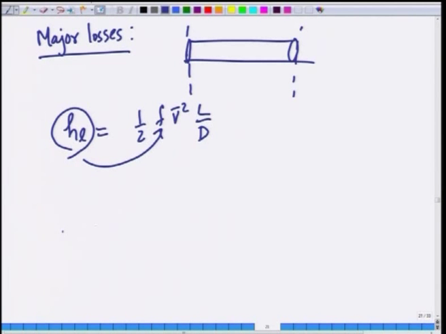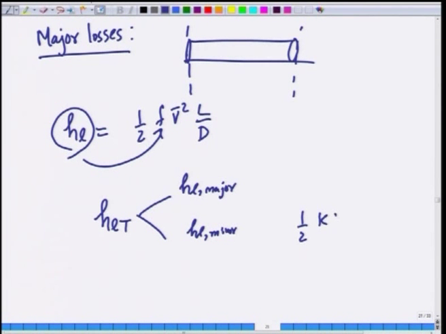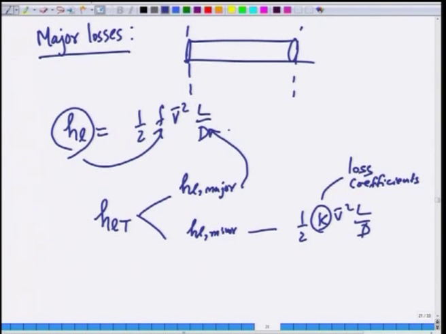Minor losses are characterized. So, when you want to write the energy balance, you will write it as total losses, HL major, which is given by this, and HL minor, which is correlated like half K V squared, L by D. These are the loss coefficients for various losses, minor losses. Okay. These are the loss coefficients. So, these loss coefficients are documented for various losses in textbooks and handbooks. So, one can use this. The major loss is given by this expression.